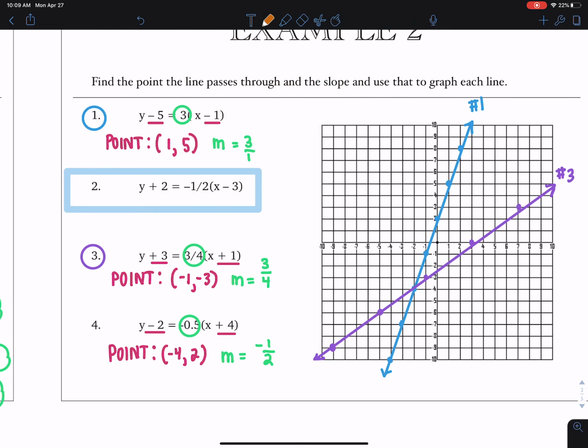And again, really, really simple because we found the point and we found the slope. So -4, +2 is here. And the slope of -1/2, so we're going to go down 1 and over 2. All the way across your graph.